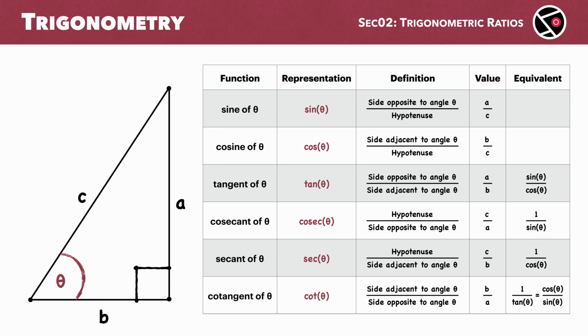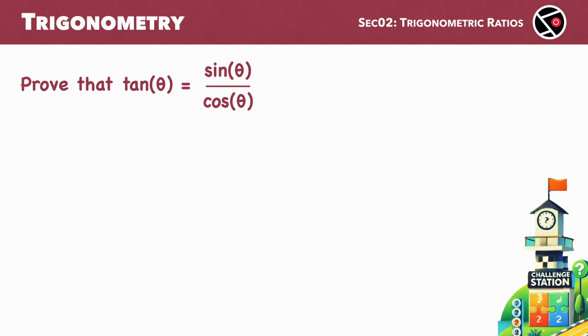With this, we have reached the final part of this section, the challenge station. We need to prove that tan theta is sin theta by cos theta. It's time to challenge yourself. Pause the video and try solving the problem. Alright, where should we start from? Well, in trigonometry, the starting point is always the right angle triangle.